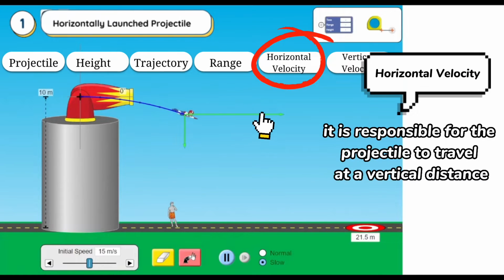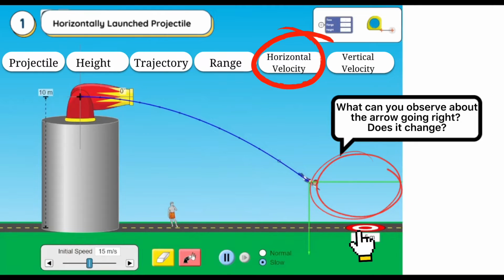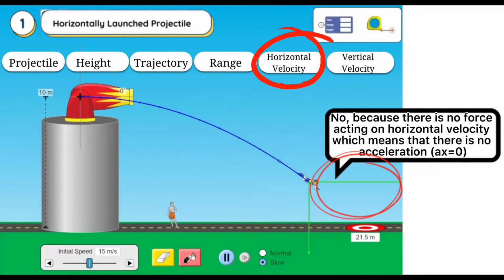Horizontal velocity is responsible for the projectile to travel at a horizontal distance. What can you observe about the arrow going right? Does it change? No, because there is no force acting on horizontal velocity, which means that there is no acceleration.